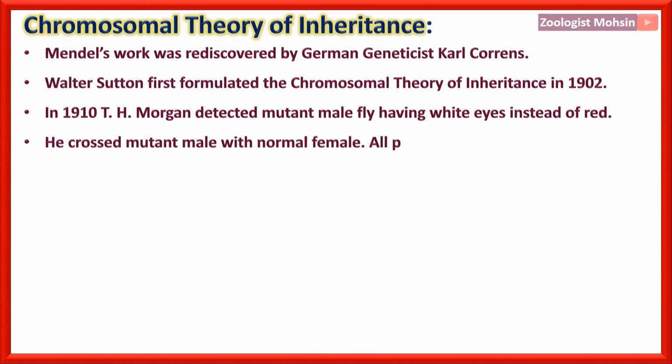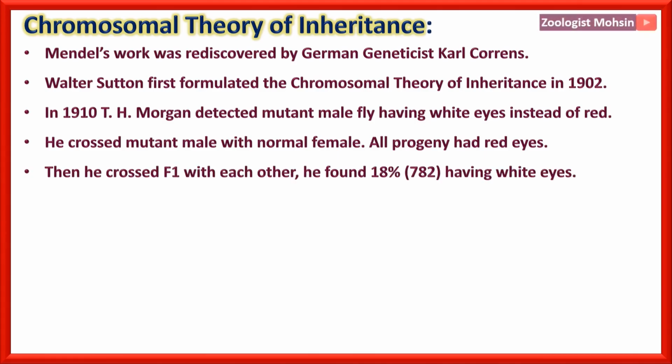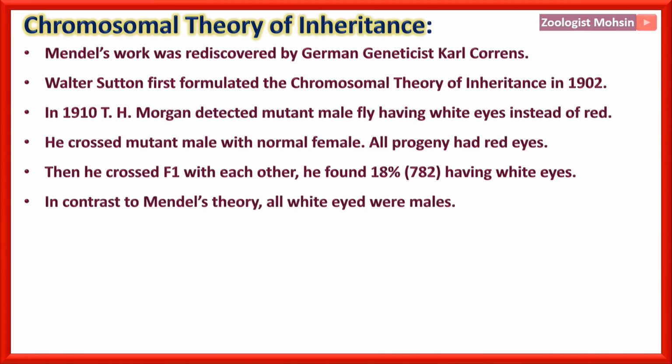He crossed the mutant male with a normal female, and all the progeny and offspring had red eyes, and the white color was hidden or masked. Then he crossed F1 with each other, and he found 18%, almost 782 offspring, having white eyes, and in contrast to Mendel's theory, all white-eyed were males in that generation.